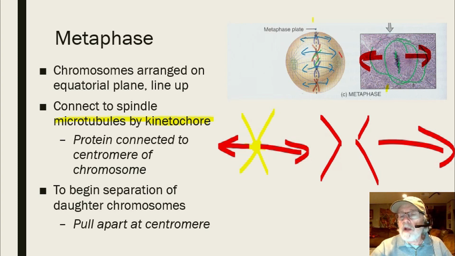And actually what happens is it'll do this to each one of all those chromosomes after replication. So as a result, when the cell divides, it'll have a full complement of chromosomes on each side. Okay, so that's what happens in metaphase.